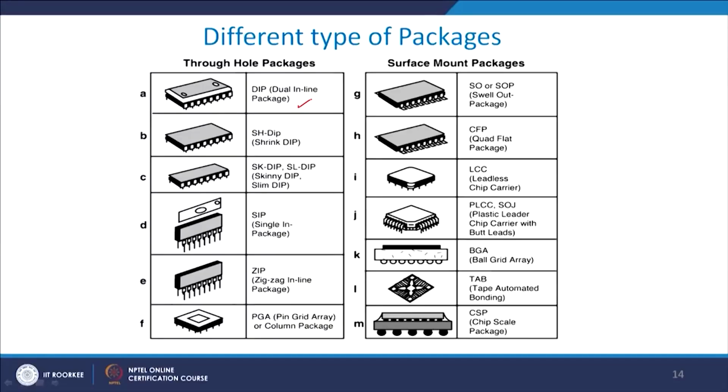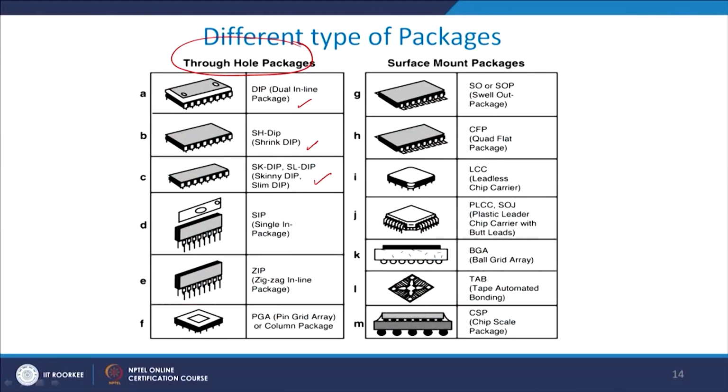Different types of packages are available in various books. We have DIP, which is dual inline, shrink DIP, and skinny DIP, and these are all through hole packages. This means you draw the hole through the system, through the silicon, and then you wire bond it here, or do a bonding here, or a molding here. These are all types of packages available.